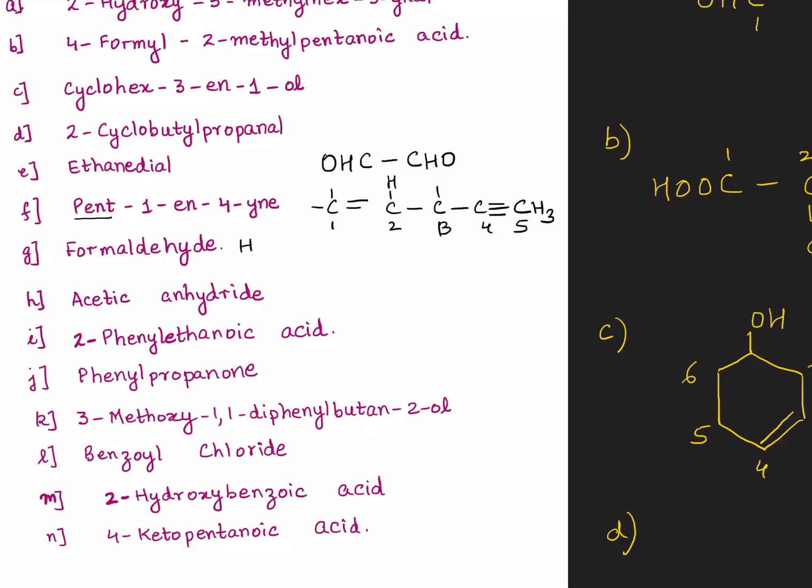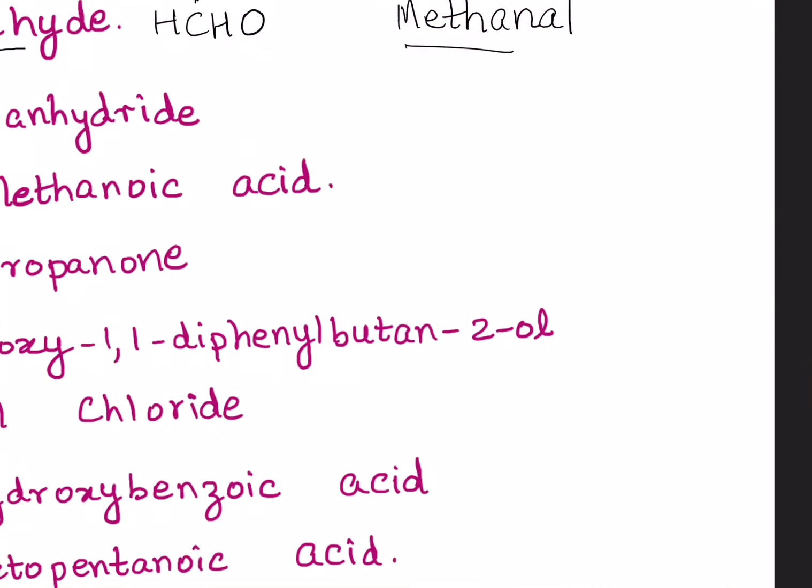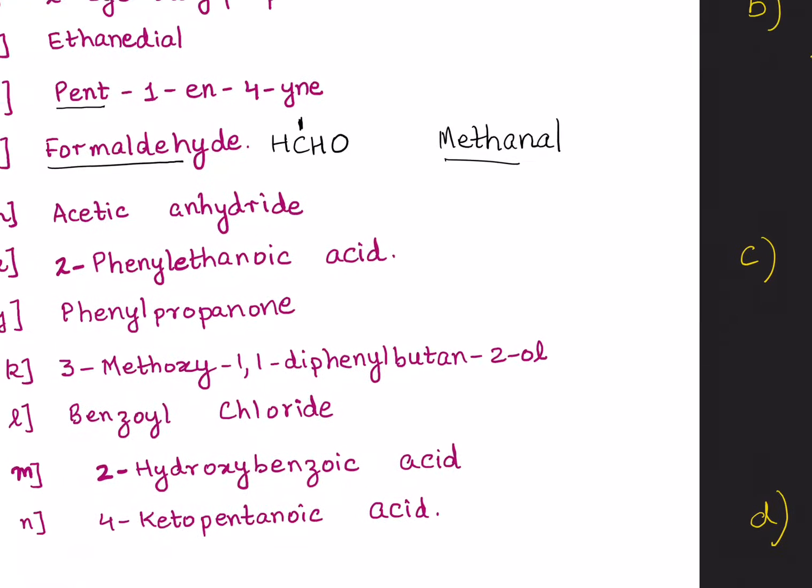Formaldehyde, it's the common name of methanal. Meth means 1 carbon atom. It's saturated, so ane, and it's an aldehyde group, so methanal. Formaldehyde is the common name, methanal is the IUPAC name, and HCHO is the formula of this compound, right?